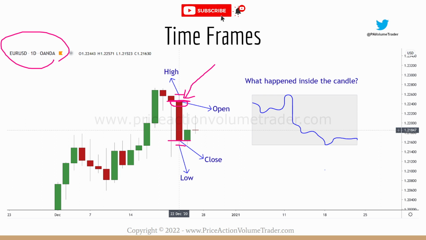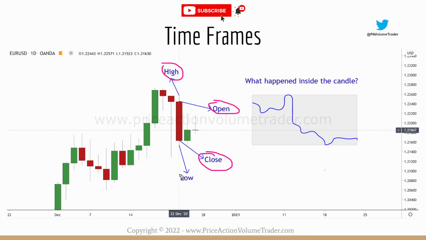But now, how do we know what happened in this candle? If we look at this candle, we know these 4 pieces of information, which every candlestick chart is going to give us. However, we don't know how price moved inside of it. If I see this, I can assume it was something like this.